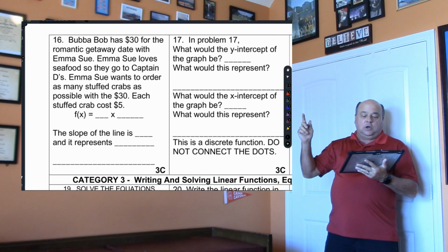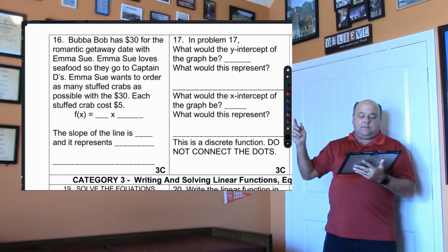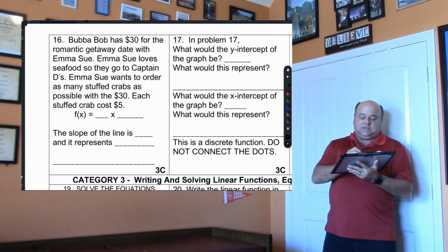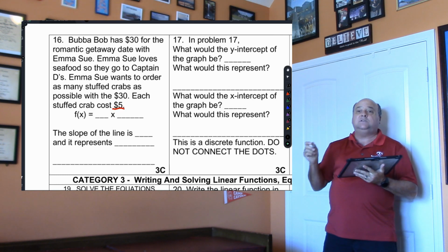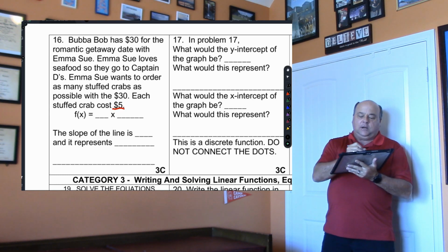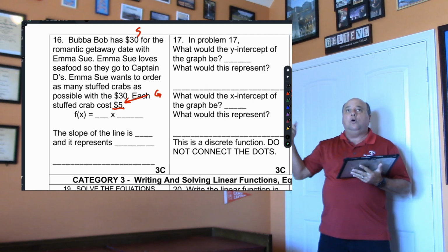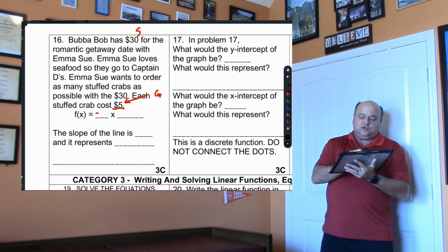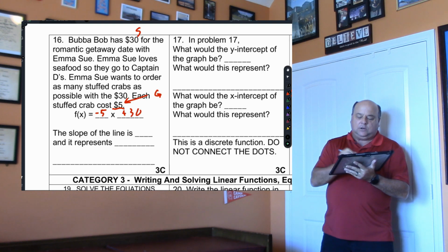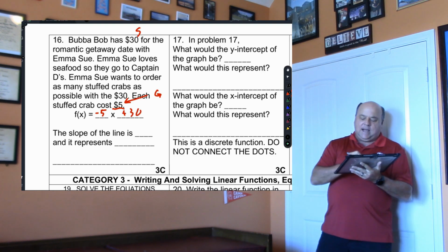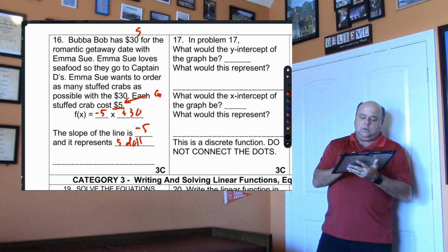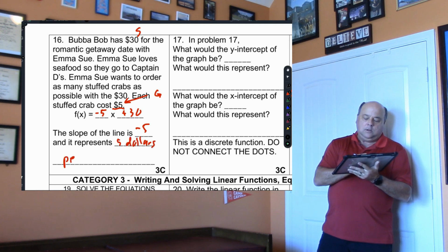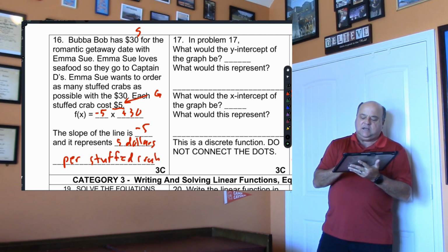We have $30 on a romantic getaway. Emma Sue loves Captain D's. They go there and they get stuffed crabs for $5. So they start off with 30. That's my starting number. And this is my growing number. The growing number, they're spending the money, so it's going to be negative 5x plus 30. Okay, the slope of the line is negative 5, and it represents $5 per stuffed crab.